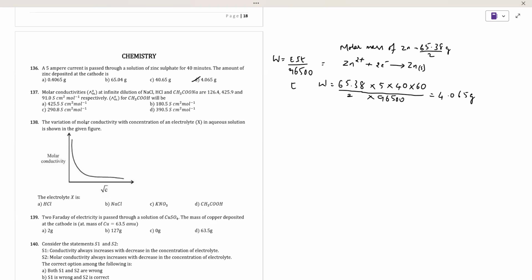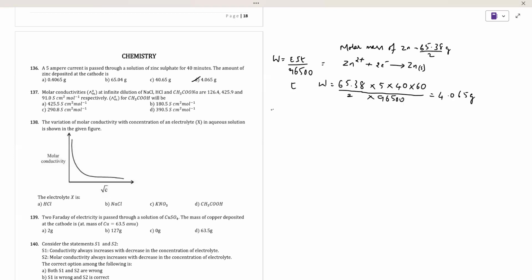Now coming to the second question. Molar conductivity, lambda m, that is limiting molar conductance at infinite dilution of sodium chloride, HCl, sodium acetate are 126.4, 425.9 and 91.0 Siemens centimeter square mole inverse respectively. Limiting molar conductance for acetic acid will be. So this is basically based on Kohlrausch law. So we know the application of Kohlrausch law.